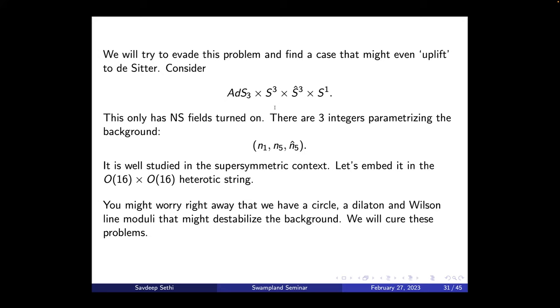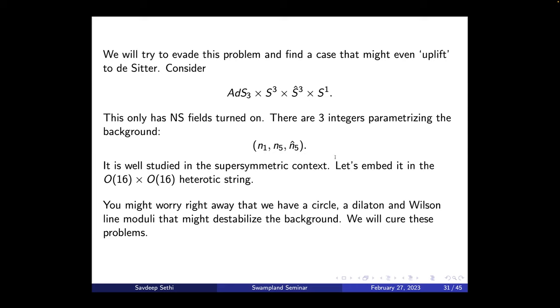So this background has been very well studied in the supersymmetric context. Again, there are tachyons exactly at the BF bound in the supersymmetric theory. So they're sitting right there. If they went a little bit more tachyonic, they would destabilize the background. If they went a little bit less tachyonic, we would be okay. But we have to worry about it. So it's not enough for us to look at the tree level background here.